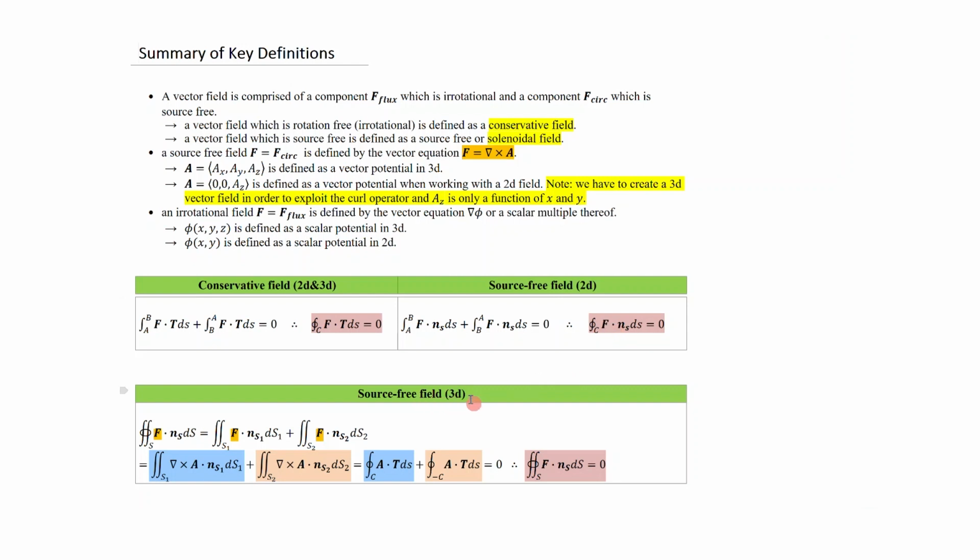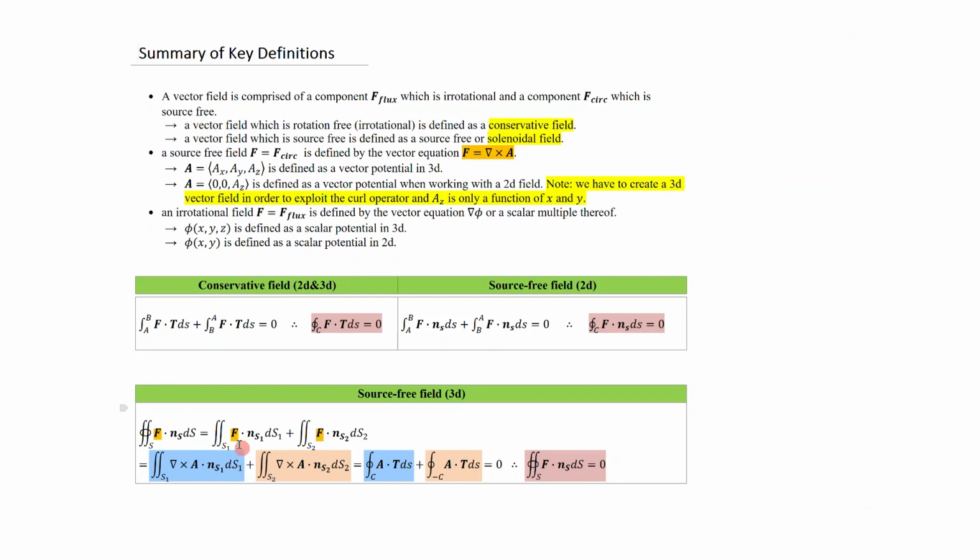Extending the source-free case to 3D means that we would start with a closed surface integral. This closed surface integral would be made up of two open surfaces, S1 and S2, stitched together. For example, one could be a planar disk and the other a hemisphere. They share the same common contour at the base, and the sum of these two surface integrals is the closed surface integral. With a closed surface integral, the direction of the normal has to be facing outward.